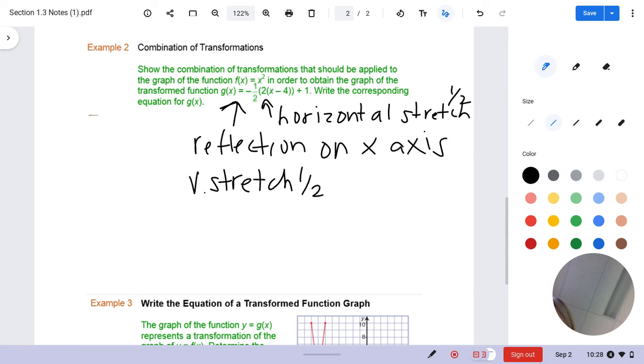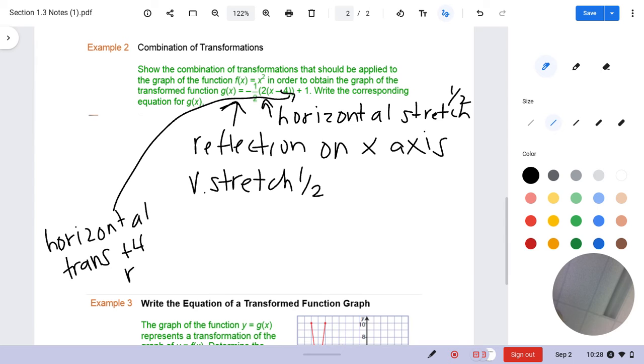Okay, the 4 right there, that is going to be a horizontal translation of +4. And it means we're going to move to the right. And lastly, that 1 at the end, that's a vertical translation. And it's plus 1 up. Okay, so that's what all of those pieces mean there.